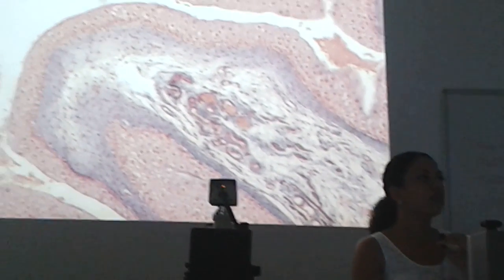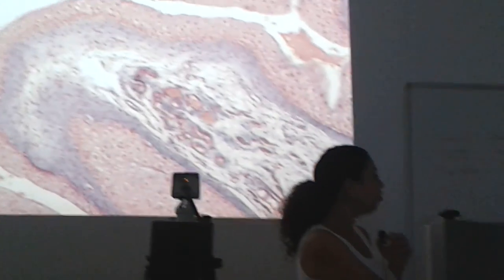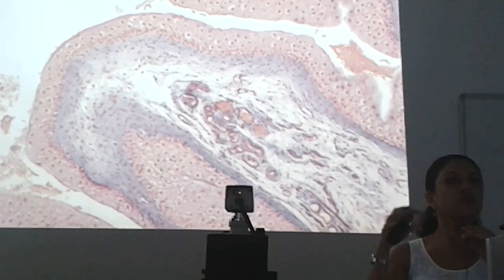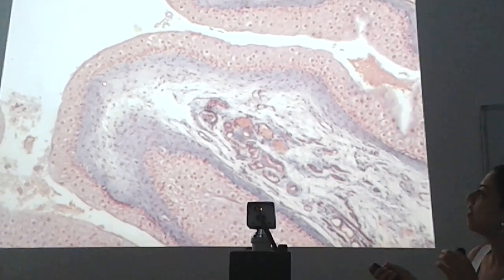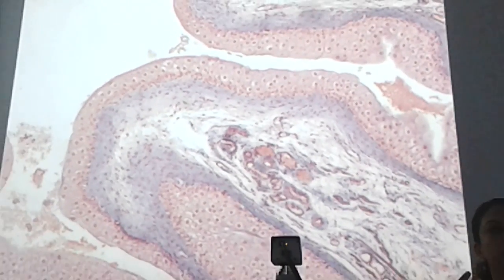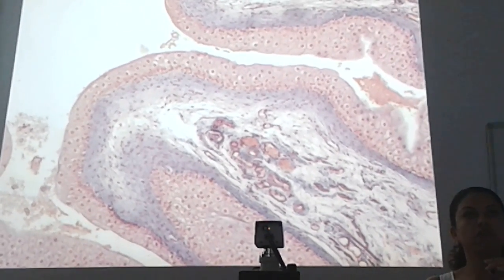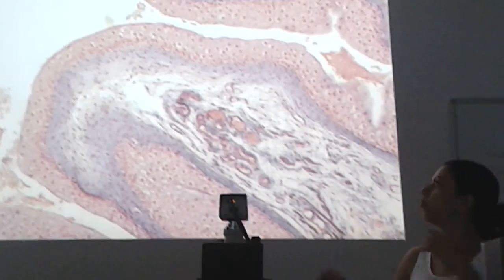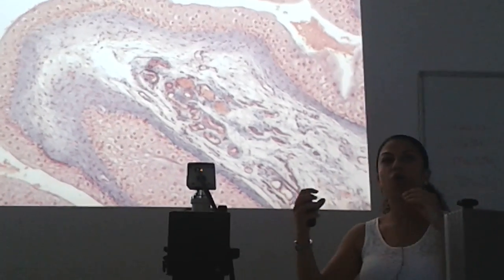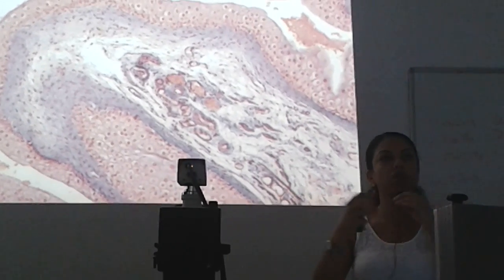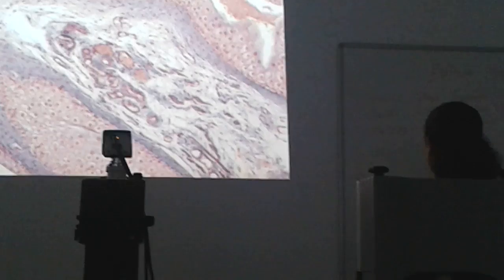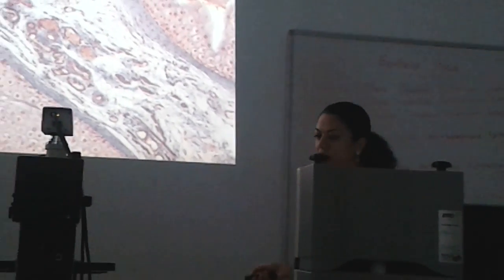So the meaning of the name transitional epithelium is that when the organ is relaxed, you can see the epithelial cells more cuboidal to columnar, but when it's filled with urine or stretched, these epithelial cells will change shape and become more squamous or cuboidal epithelium. And transitional epithelium can only be seen in the urinary tract.